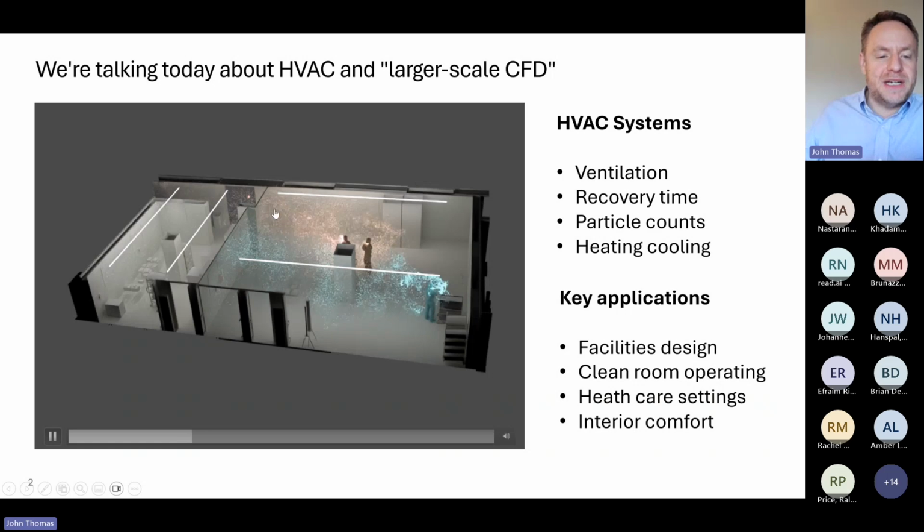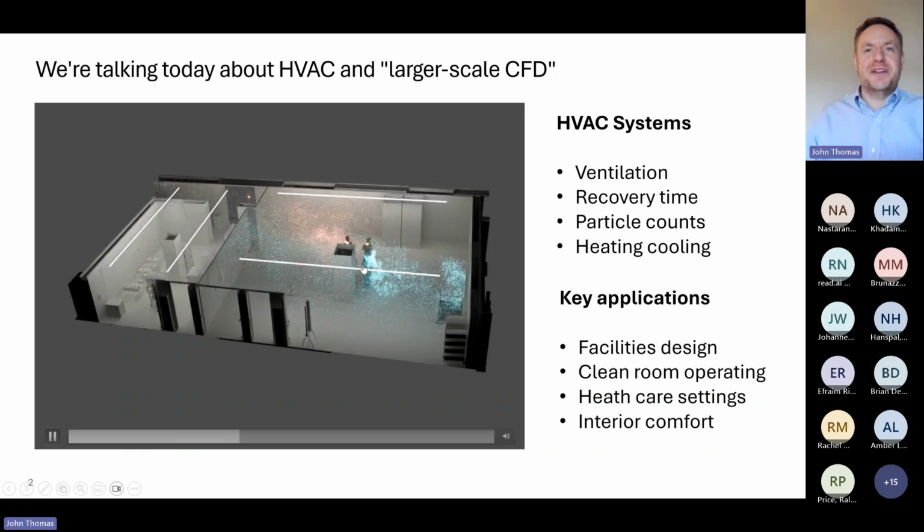We've got some vents here. I'm not showing the airflow, I'm just showing the effect of that air on the particle transport, as people hang out and chit chat about the game last night. But a couple of things to note here. We want to look at things like ventilation, recovery time, particle counts, heating and cooling, which we'll get to momentarily.